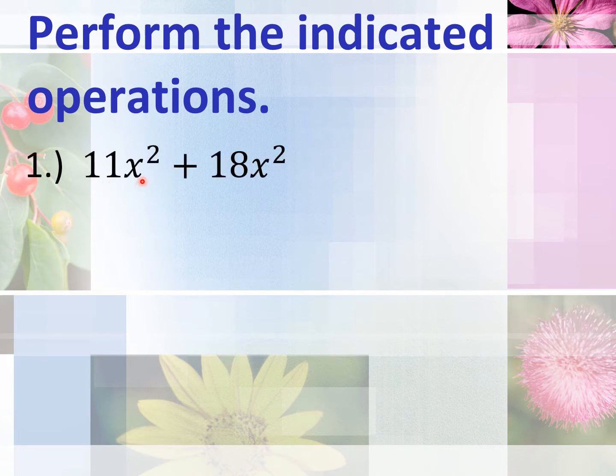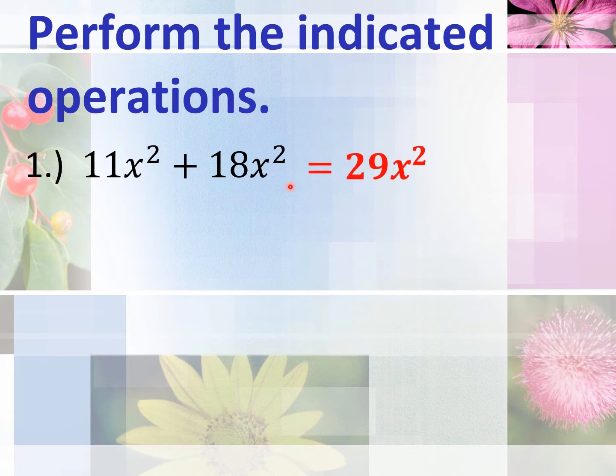Number 1, we have 11x squared plus 18x squared. Sa pag-add ng polynomial, kailangan natin i-check kung ang kanyang variable ay pareho at saka yung kanilang exponent dapat ay pareho. Yun yung unang titignan natin. And then, kapag parehas, kagaya nitong dalawa, we can now add the coefficient. So, i-add natin yung coefficient following the rules of integers.